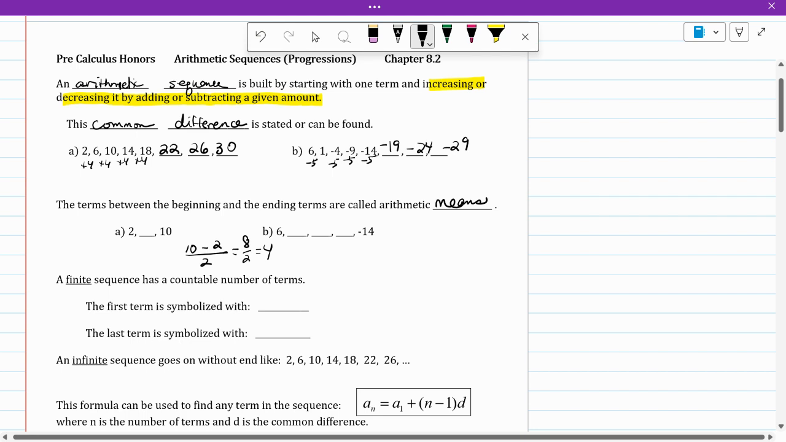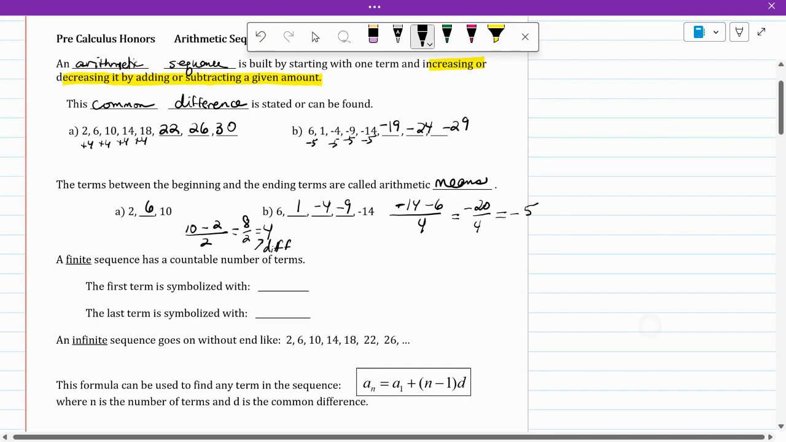So the common difference is 4. To get from one to the next, I have to go up 4. So 2 and then 6 and then 10. In the next example, there are 1, 2, 3, 4, 5 terms, so that's what I'm going to divide by. So I'm going to do negative 14 minus 6 over 4, which is negative 5. That tells me my common difference is negative 5. So I'm going to go down 5, down 5, down 5, like that.